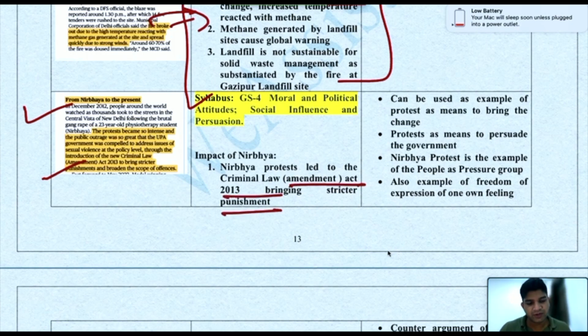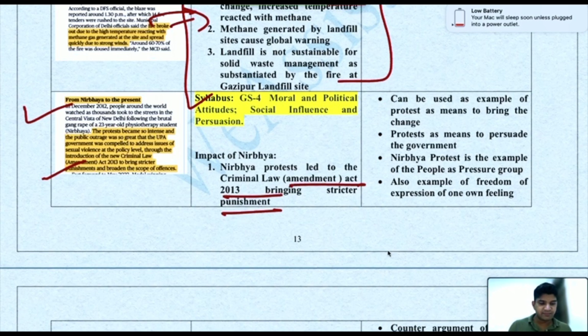Okay, this is important from the topic of role of pressure groups, role of people, participatory democracy, how people can bring the changes. In all of these, the role of dissent, role of demand from the people, how you can put your demand to the government.